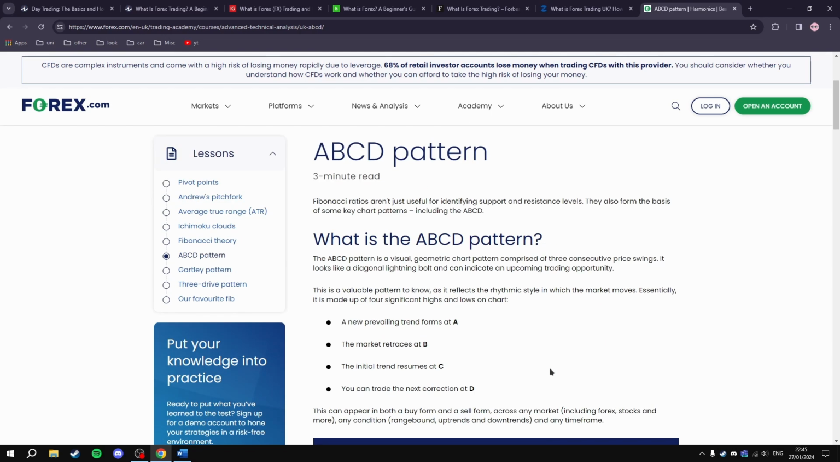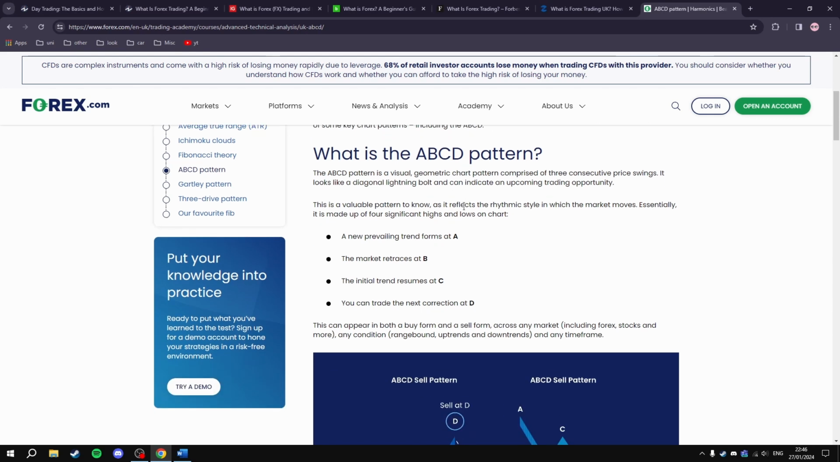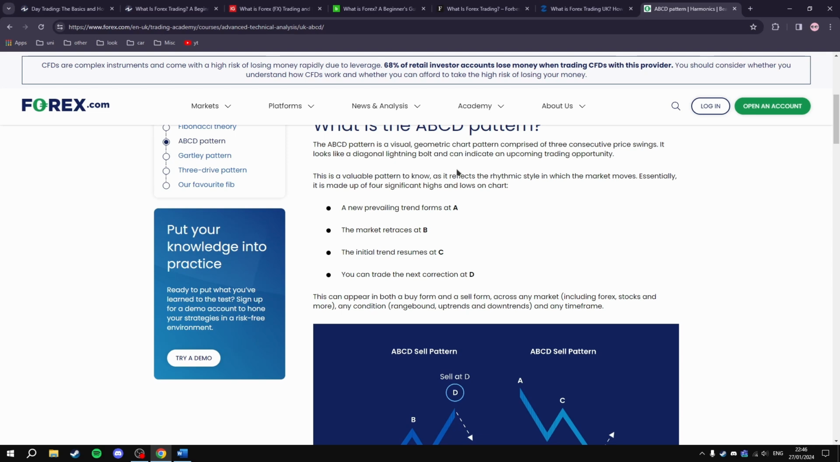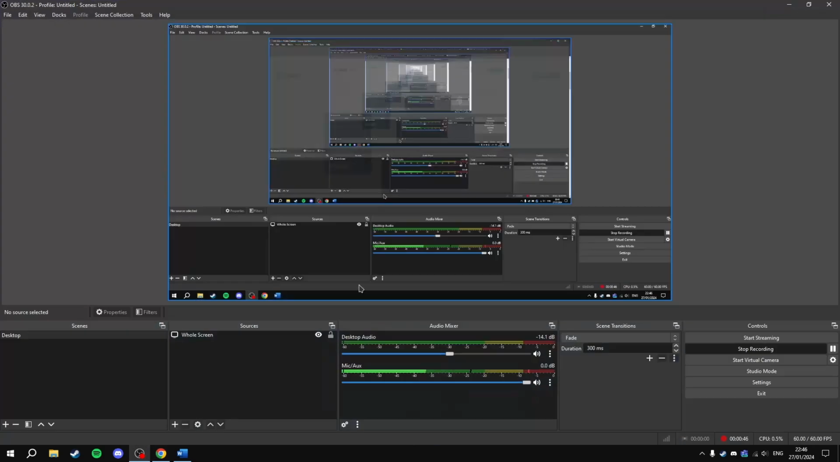ABCD pattern. Fibonacci ratios aren't just useful for identifying support and resistance levels. They also form the basis of some key chart patterns, including the ABCD. What is the ABCD pattern? The ABCD pattern is a visual geometric chart pattern comprised of 3 consecutive price swings.